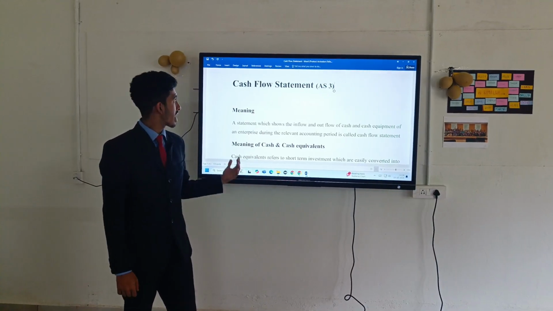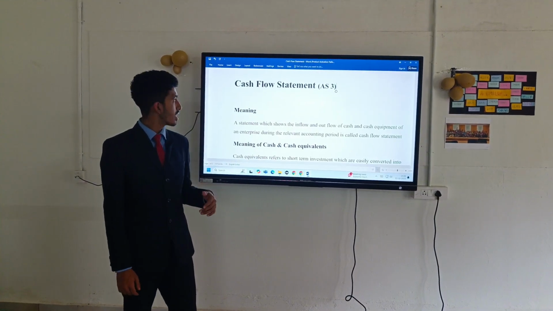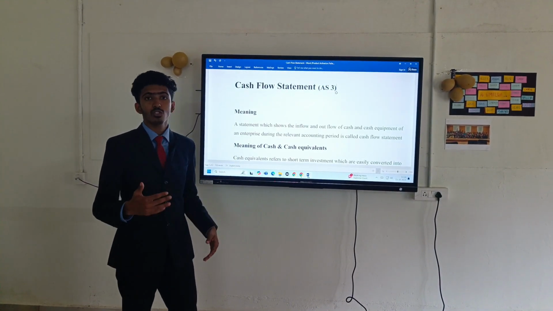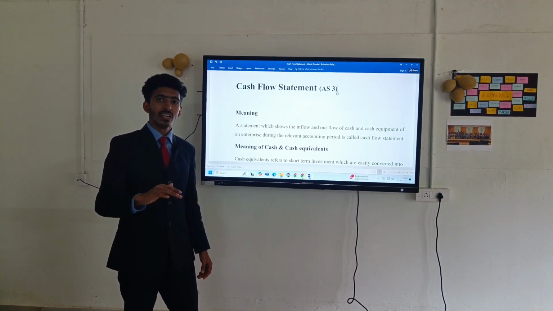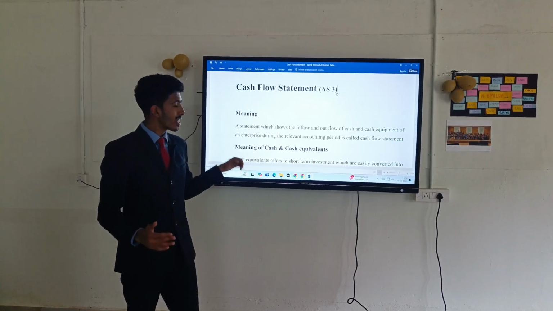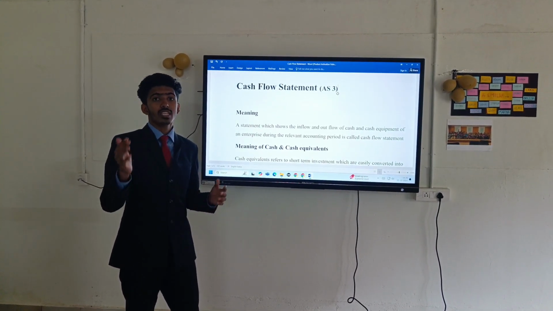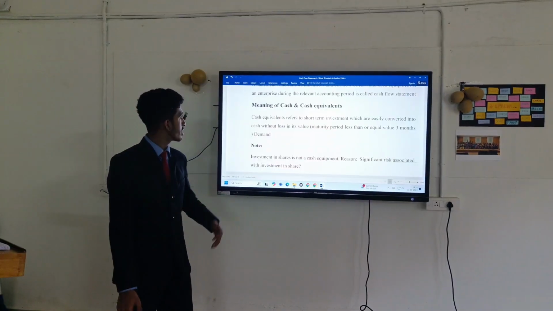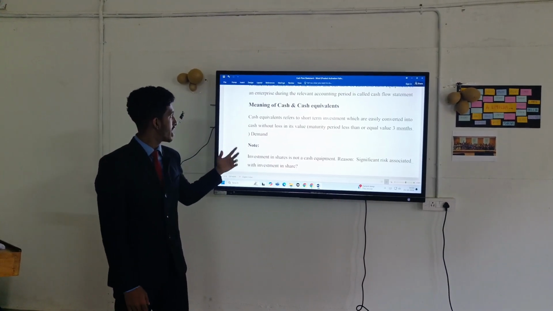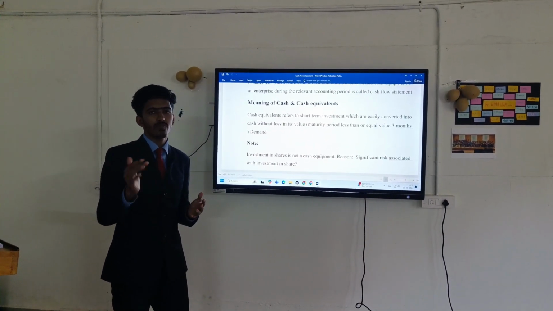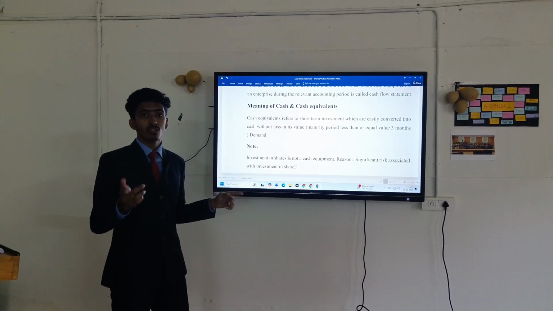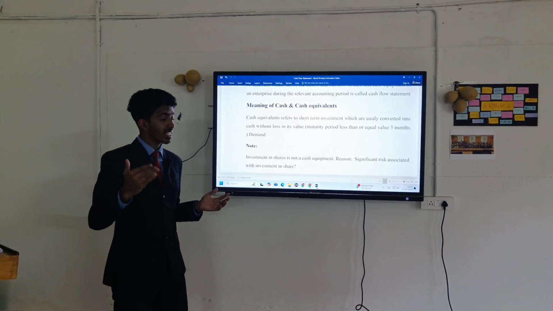We discuss the cash flow statement according to AS3. The meaning is the statement which shows the inflows and the outflows of cash and cash equivalents of an enterprise during the relevant accounting period. That is called the cash flow statement. This is the meaning of cash and cash equivalents. Cash equivalents refer to short-term investments that are easily converted into cash without any loss in value.